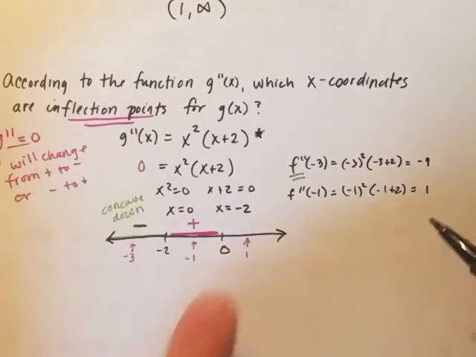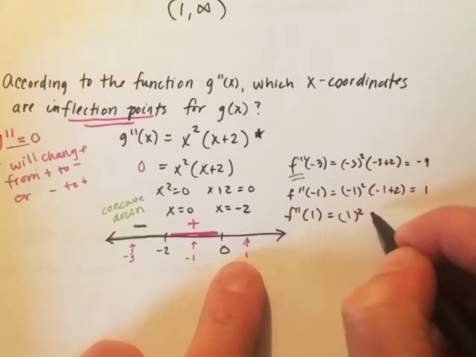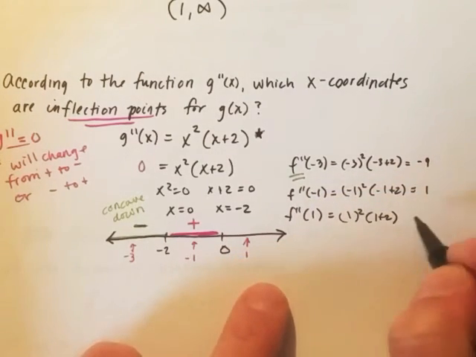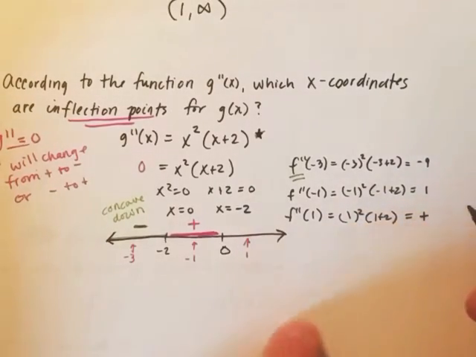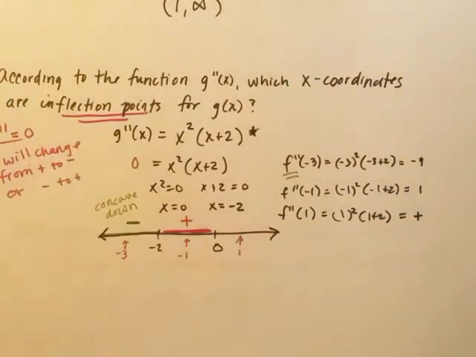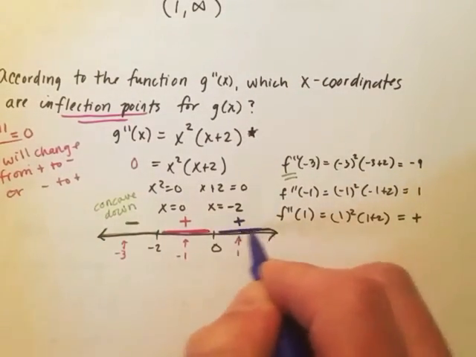And then lastly, we're going to plug in g double prime of 1. We're going to get 1 squared and then 1 plus 2. And I'm going to skip some work here. I just know that this is going to be a positive answer. It doesn't matter what the number is, because that tells me that this entire interval is concave up.